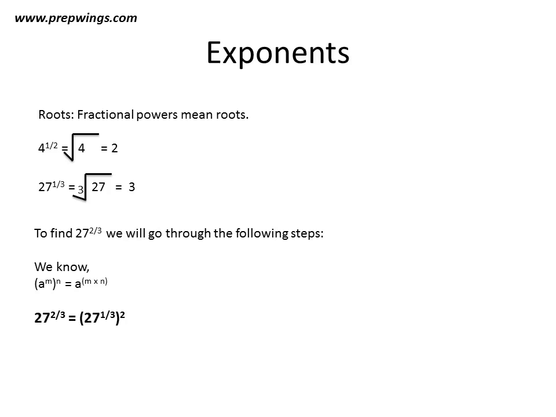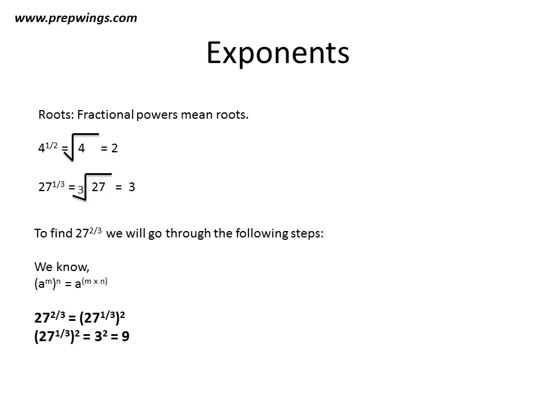We can write 27 raised to power 2 by 3 as 27 raised to power 1 by 3 whole square. Because then it will be 27 raised to power 1 by 3 into 2, and 1 by 3 into 2 is 2 by 3. So 27 raised to power 2 by 3 can be written as 27 raised to power 1 by 3 whole raised to power 2.